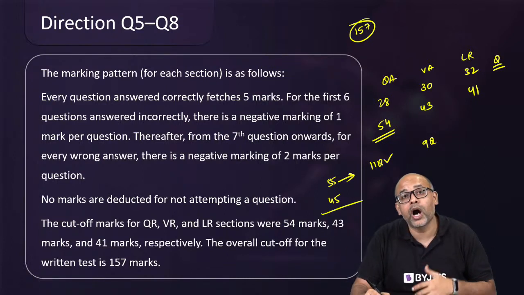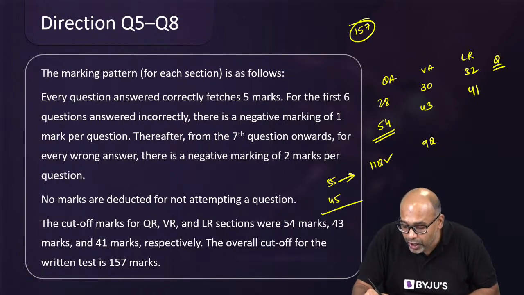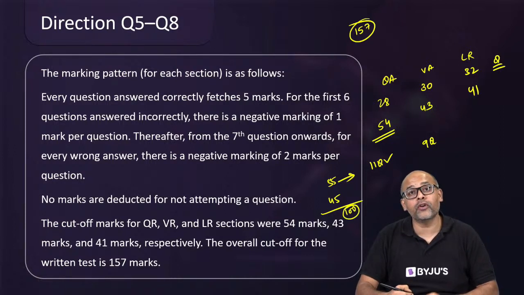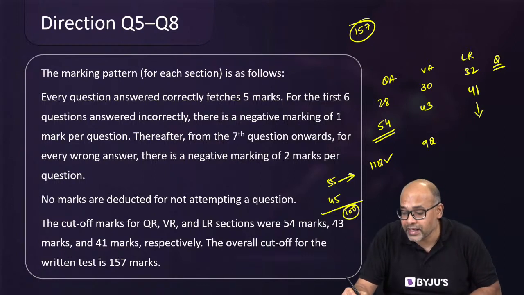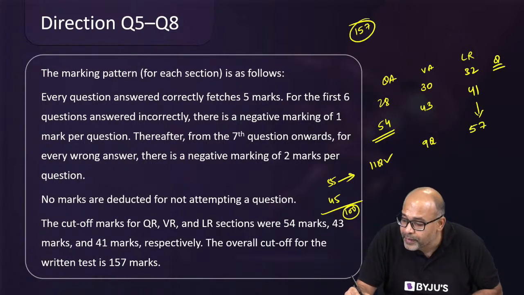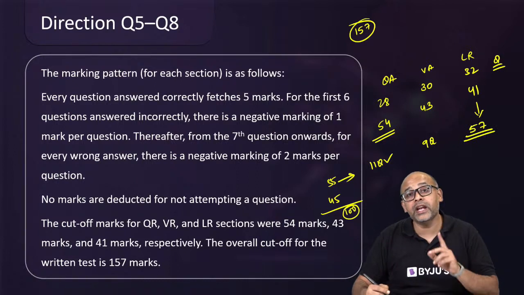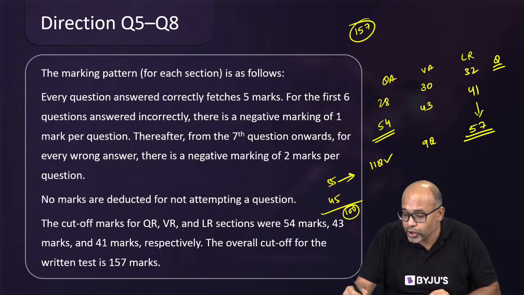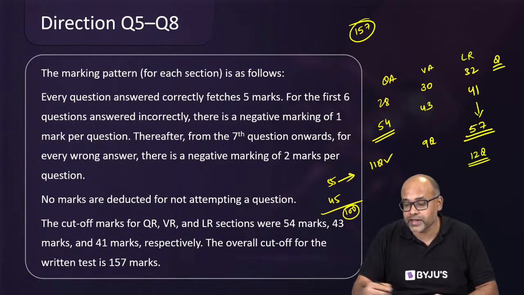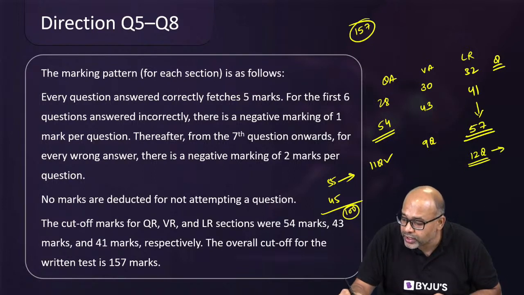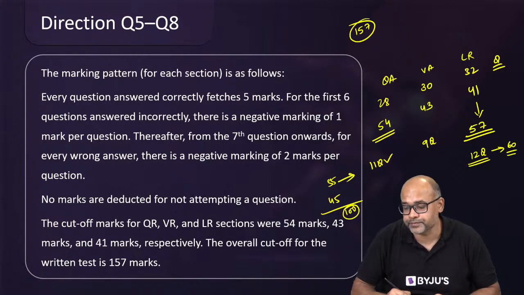But by now, how many marks did I get? I already got a total of 100 marks. How many more do I need? In the third section, I need 57 marks exactly. So if you take 12 questions correct, you will get a total of 60 marks.